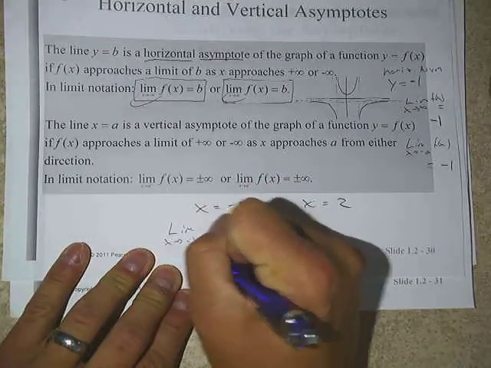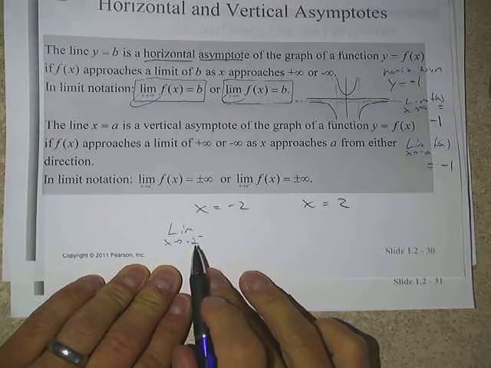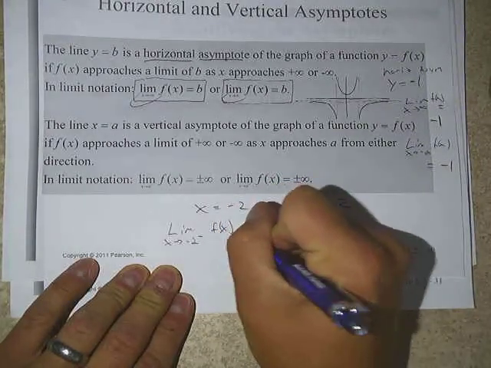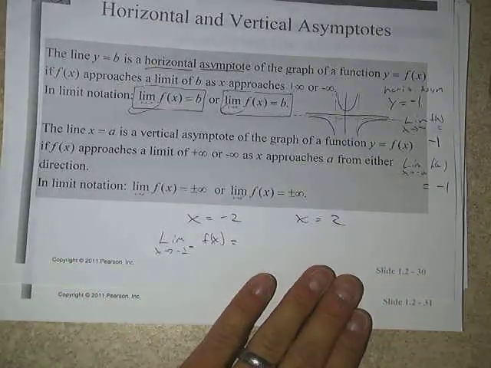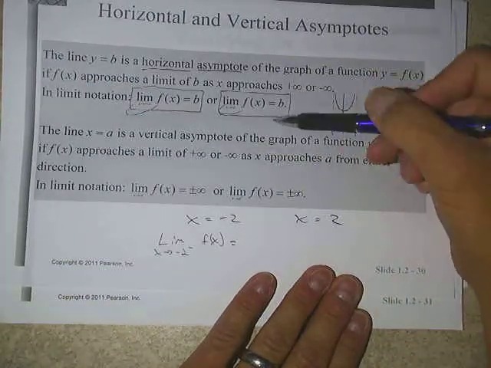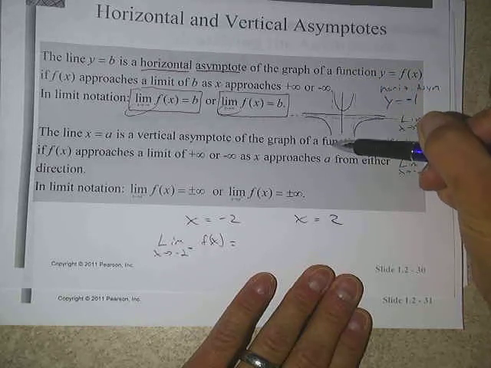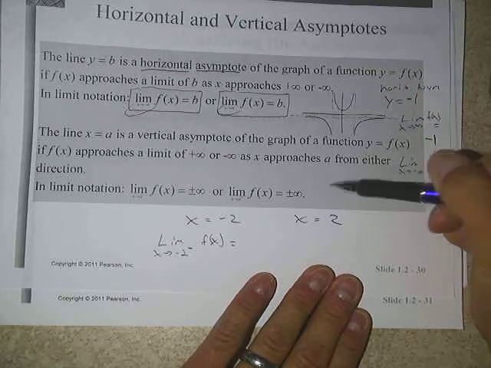And again, they're equations for lines, so you can't just write the numbers. They need to be equations. So x equals -2, x equals 2. What we'd write for limit statements to describe what's going on is this. We'd write the limit as x approaches -2, and then we put a little minus sign up there. That means from the left.